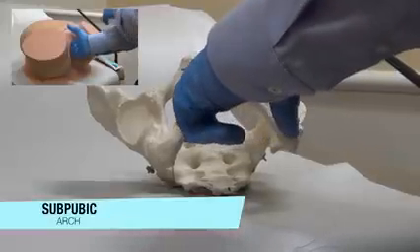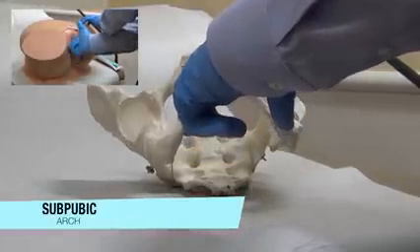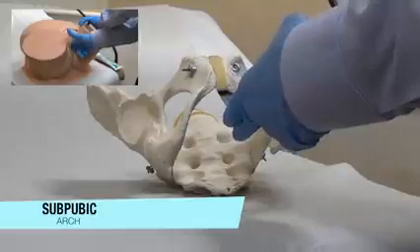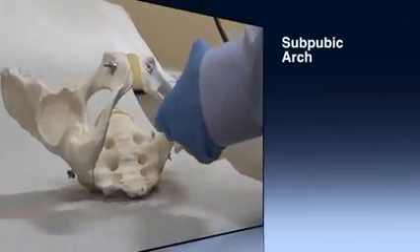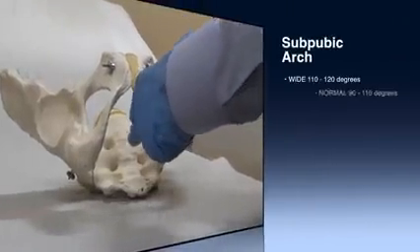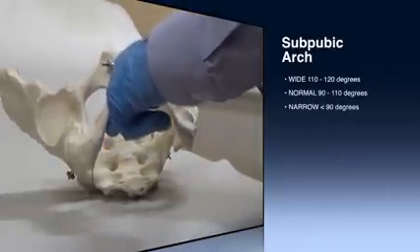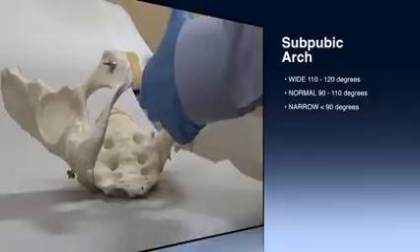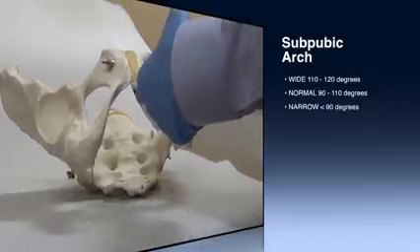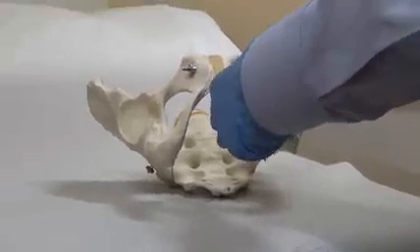Finally, the subpubic arch is examined. This can be performed by palpating the inferior aspect of the pubic bone and estimating if the arch is approaching 110 to 120 degrees, which is wide, greater than 90 degrees but less than 110 degrees, which is normal, or less than 90 degrees, which is narrow. This is the final assessment of the pelvic outlet.